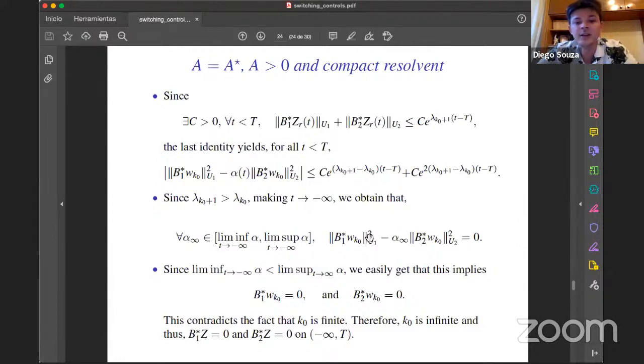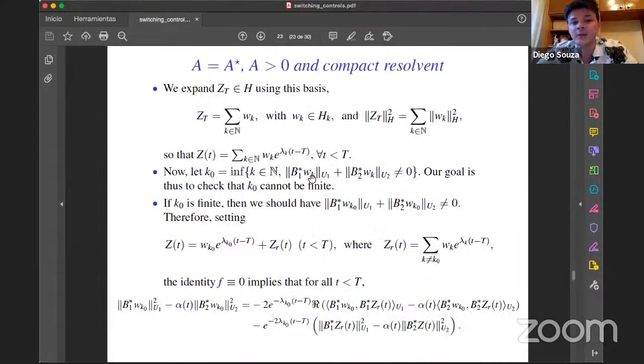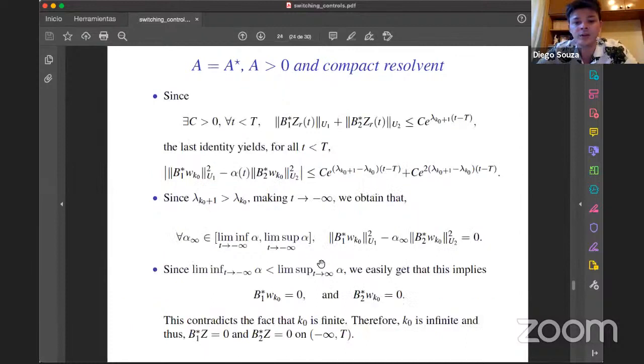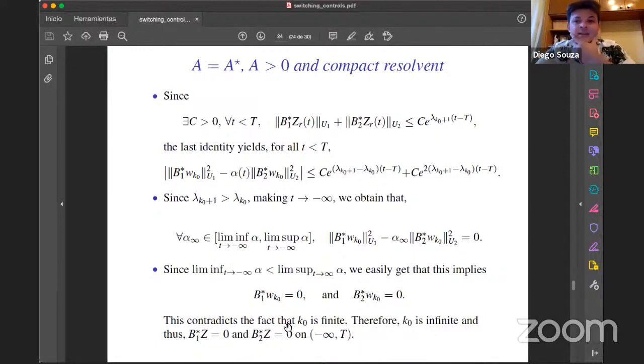So this is a linear combination of two guys. This means that these two guys are 0, but this is a contradiction because we assume that K naught is finite, which means that at K naught, these two quantities are not zero. And we obtain that these two quantities are zero. So this is a contradiction. K naught is infinity, which implies that B1 Z is equal to zero and B2 Z is equal to zero. And this, by the unique continuation property, implies that Z of T is equal to zero.